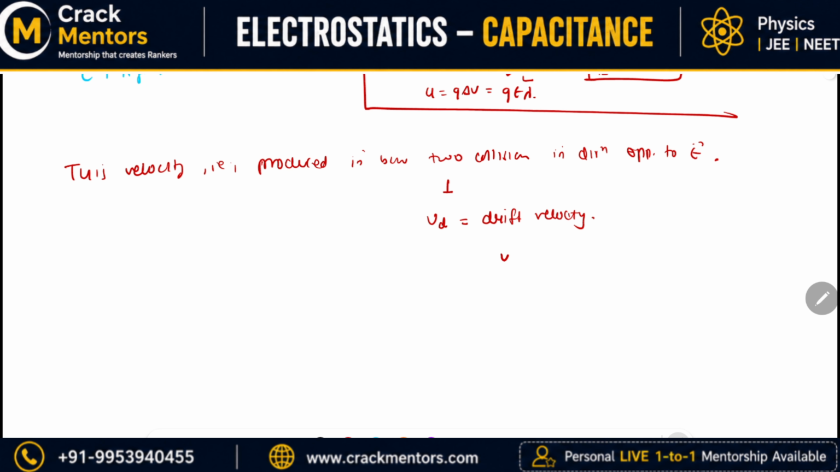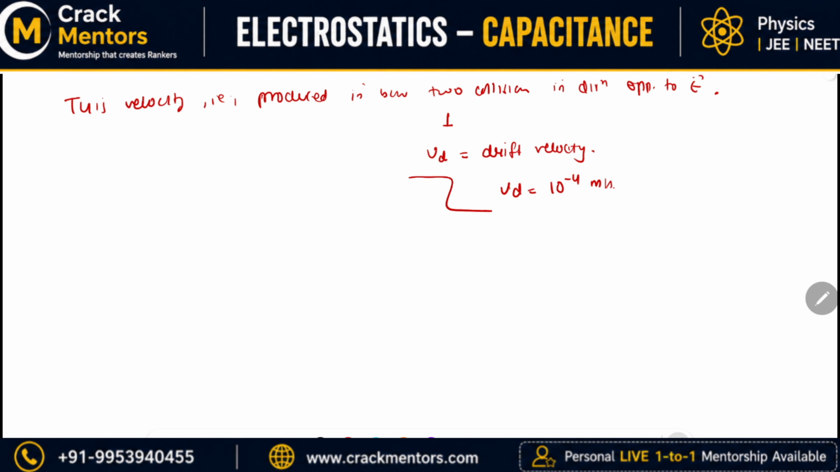What is the value of the drift velocity? The value of the drift velocity is around 10 to the power minus 4 meter per second. Can you compare the two different things here? What I told about the thermal energy, the thermal velocity, was around 10 to the power 5. What is the drift velocity? Drift velocity is around 10 to the power minus 4 meter per second.